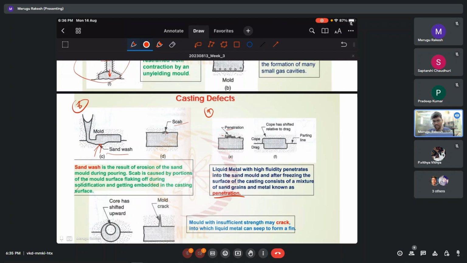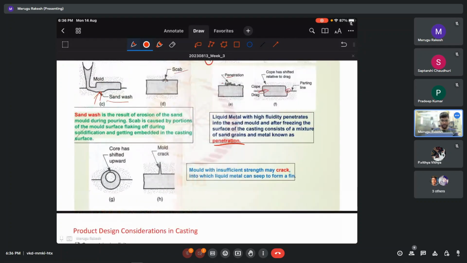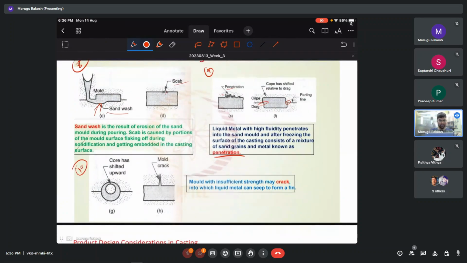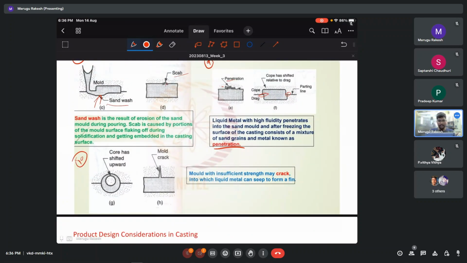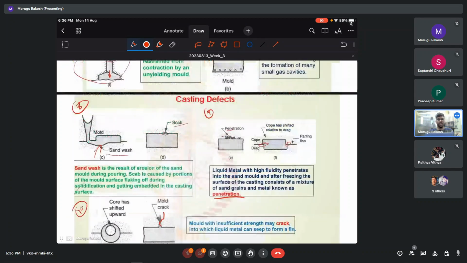On the right side, you can see this is called mismatch. Actually, the cope and drag are not matched perfectly, so you see this offset in the casting. Then the final one is crack. When the mold does not have good thermal deformation, it can form cracks in the mold itself, and the molten metal can go into the cracks and form these defects. These are the different types of casting defects.